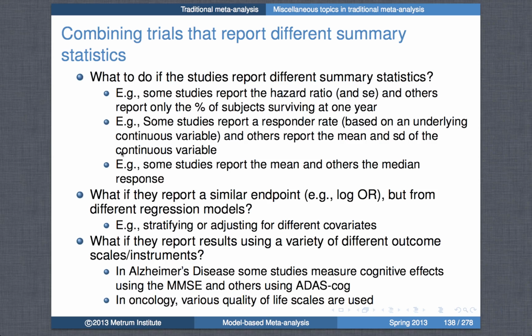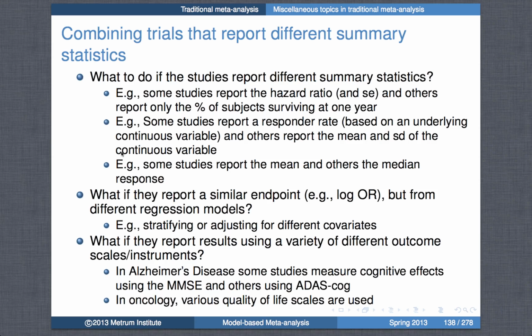And then the third example might be that some studies report a mean change from baseline and others might report a median change from baseline. A different sort of difference in summary statistics may be that they all report a log odds ratio, but based simply on the raw data or on some model that's tried to adjust for stratification factors or covariates. And so, how do we work on pooling those kinds of data? That's actually a harder question to deal with than the first one.